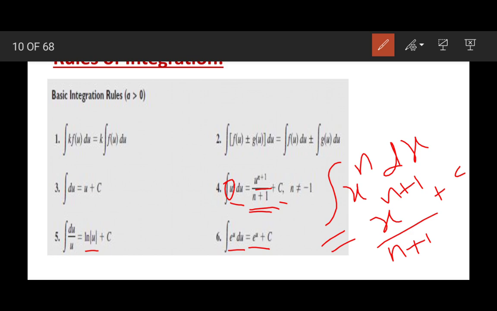So basically just remember these two rules: scalar multiplication and the addition and subtraction rule.